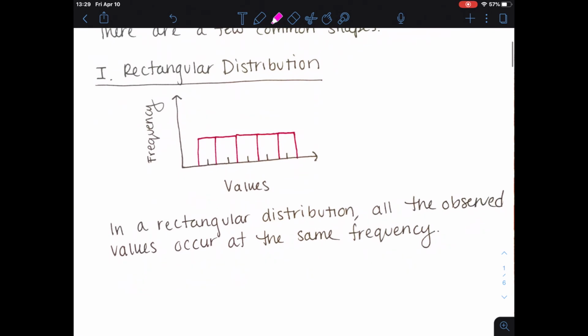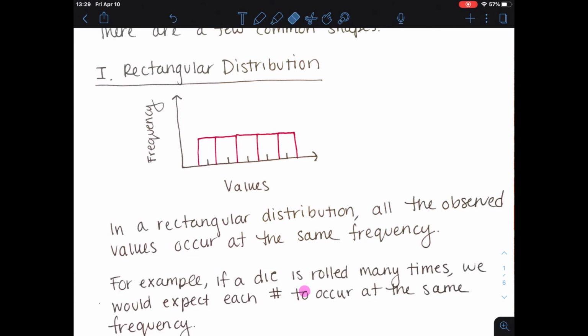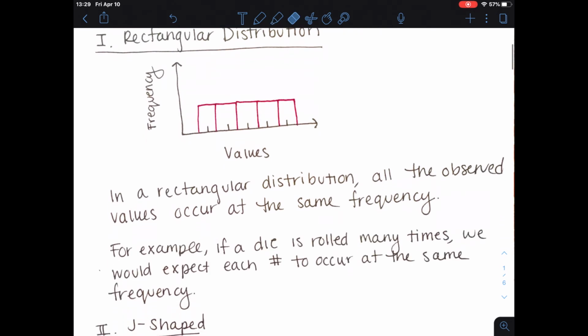If you want a realistic example of what kind of data could have this, you can think about rolling a die. When you roll a die many times, everything has that equal chance. So you'd assume that each single data value is going to occur at the same frequency as the other.